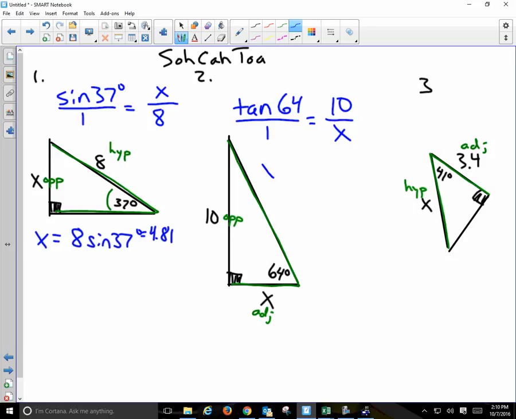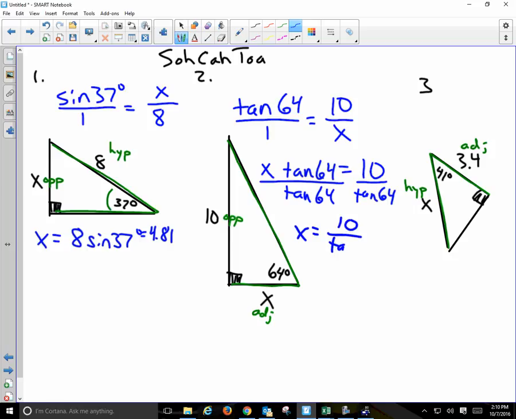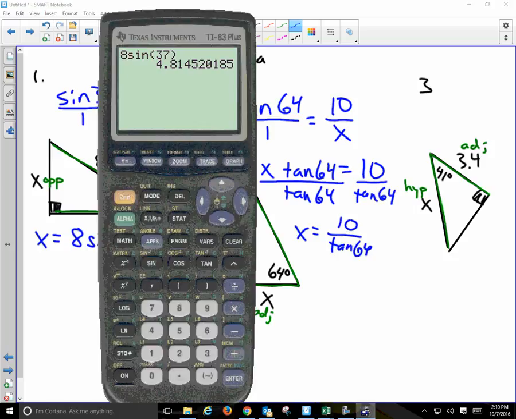As you cross multiply, you get x times the tangent of 64 is equal to 10. How do we solve for x? Divide by the tangent of 64. So x equals 10 over the tangent of 64. I'm going to try that on my calculator. 10 divided by tangent of 64, and I get 4.88.